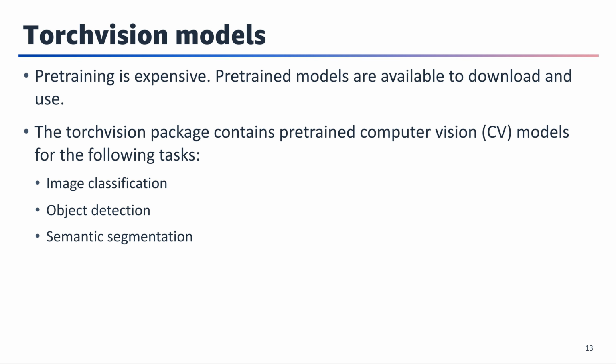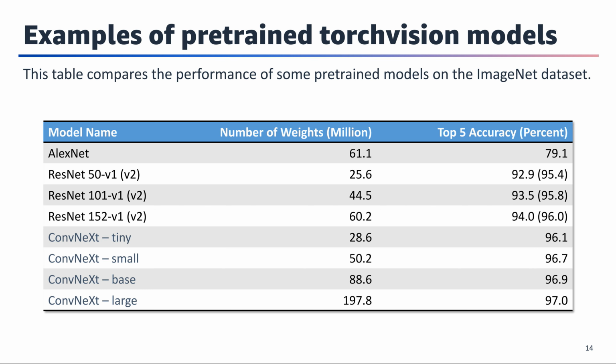The Torch Vision package provides pre-trained models for different computer vision problems for image classification, object detection, and semantic segmentation. This table compares the performance of various pre-trained models from the Torch Vision package on the ImageNet dataset. The ResNet and ConvNext models generally outperform AlexNet, with the larger models achieving higher accuracy but also having more weights. The ConvNext large model achieves the highest top 5 accuracy of 97.0%, but has the most weights, at 197.8 million.